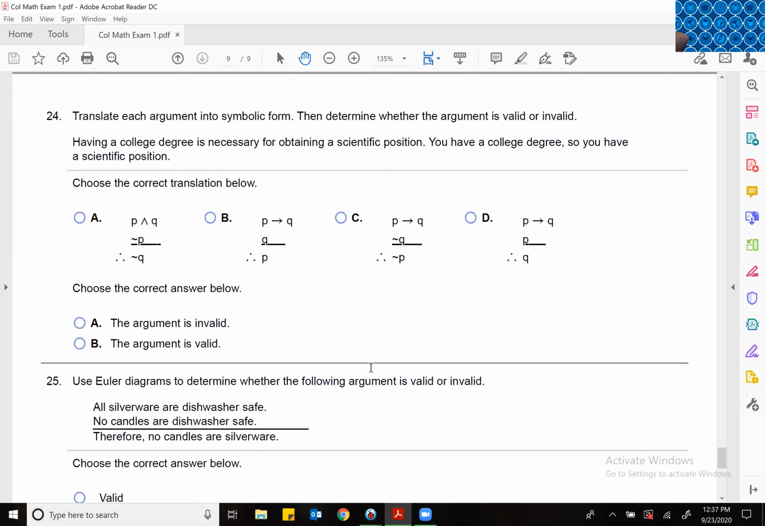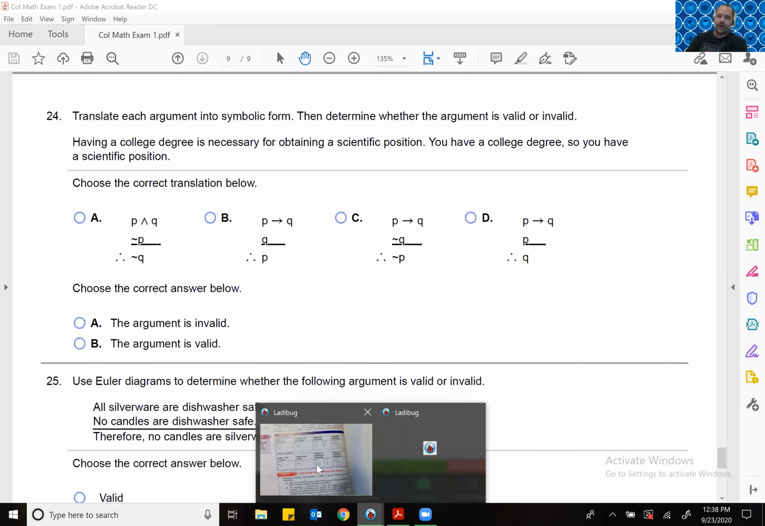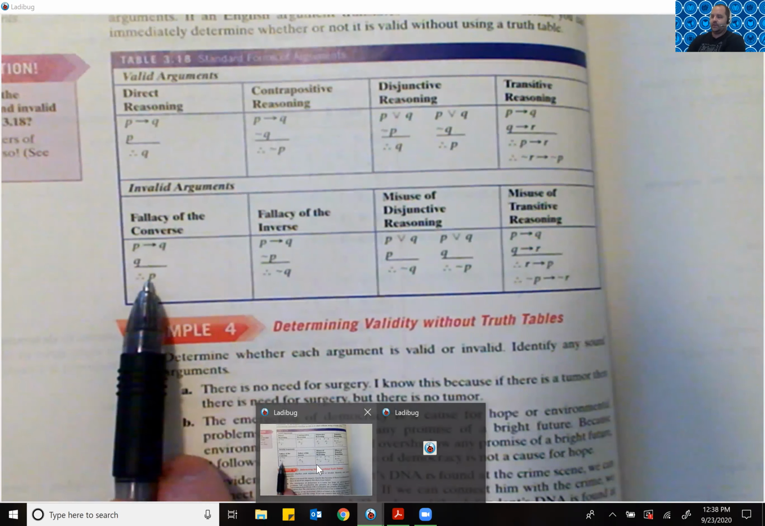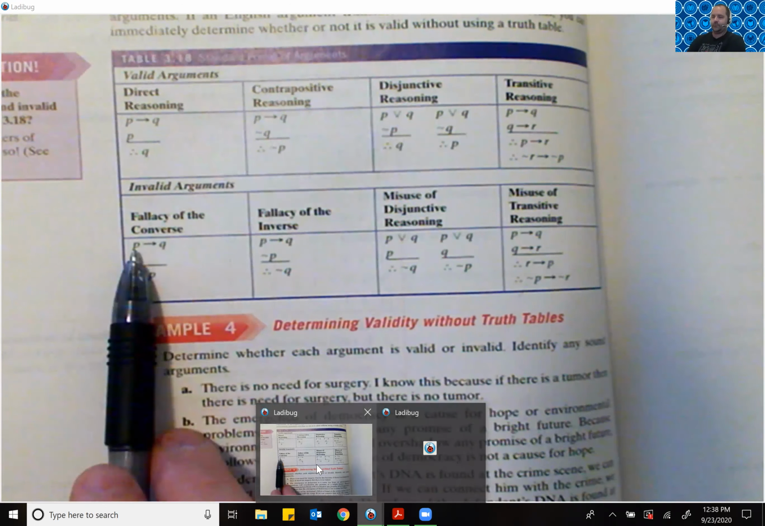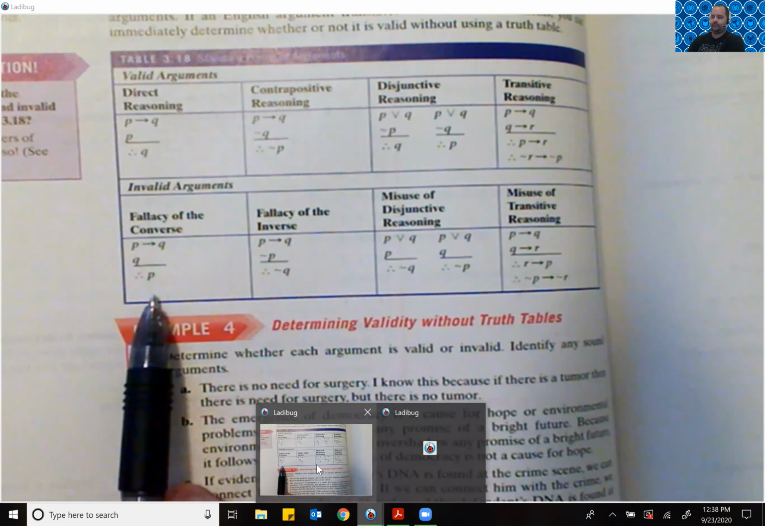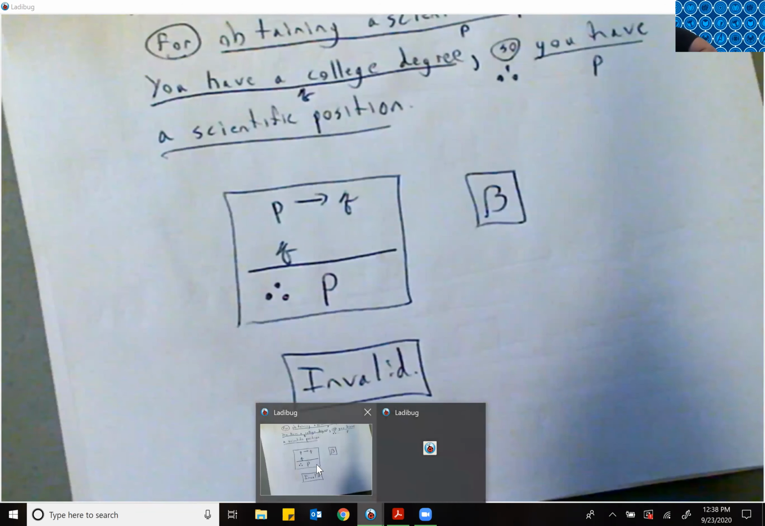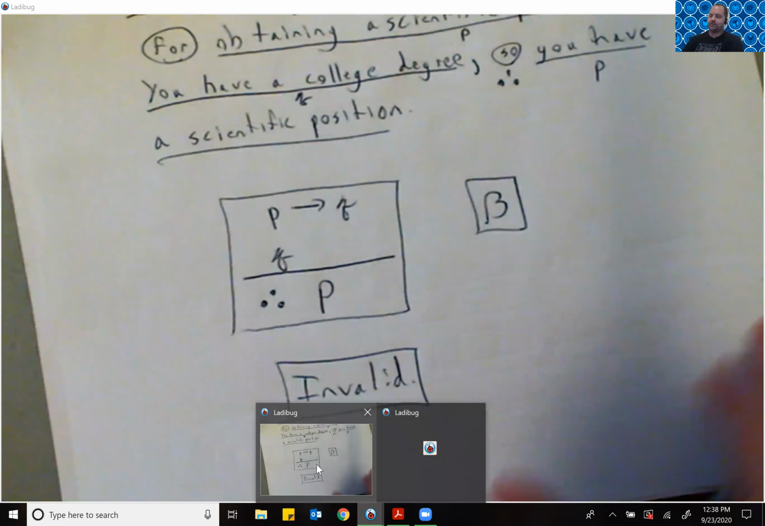On the chart, on page 190, it is in the invalid category, because what it is trying to do is this right here, the fallacy of the converse. If P, then Q, Q, conclude P. Invalid.